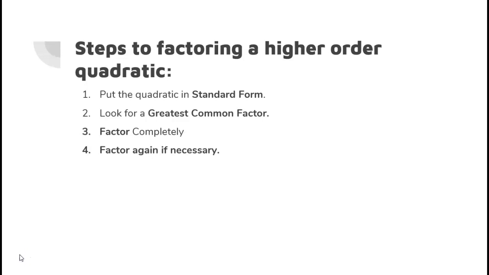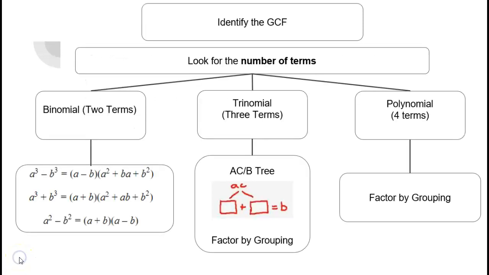We put the quadratic in standard form, then we look for the greatest common factor. After we factor out our greatest common factor, we factor the expression completely, and then we check to see if it can be factored again. Here is our factor tree. If you follow the methods explained in this tree, you can factor our higher order quadratics.